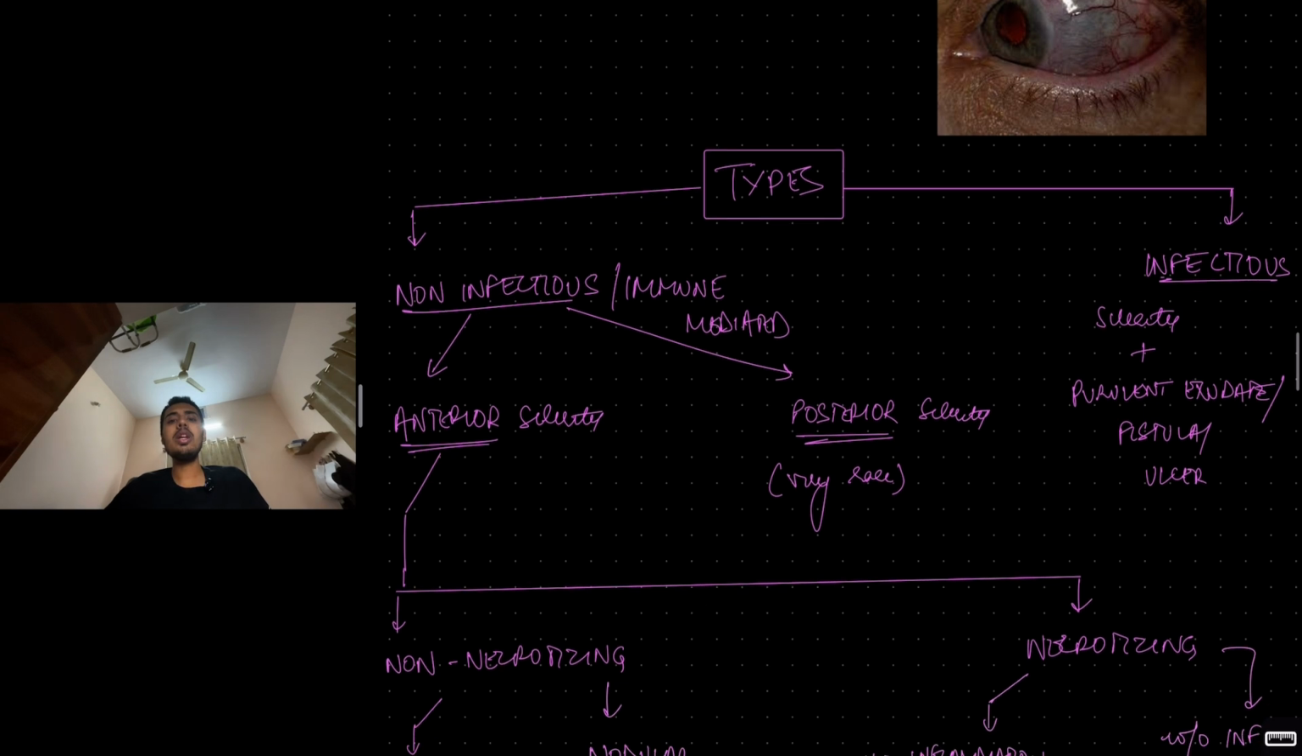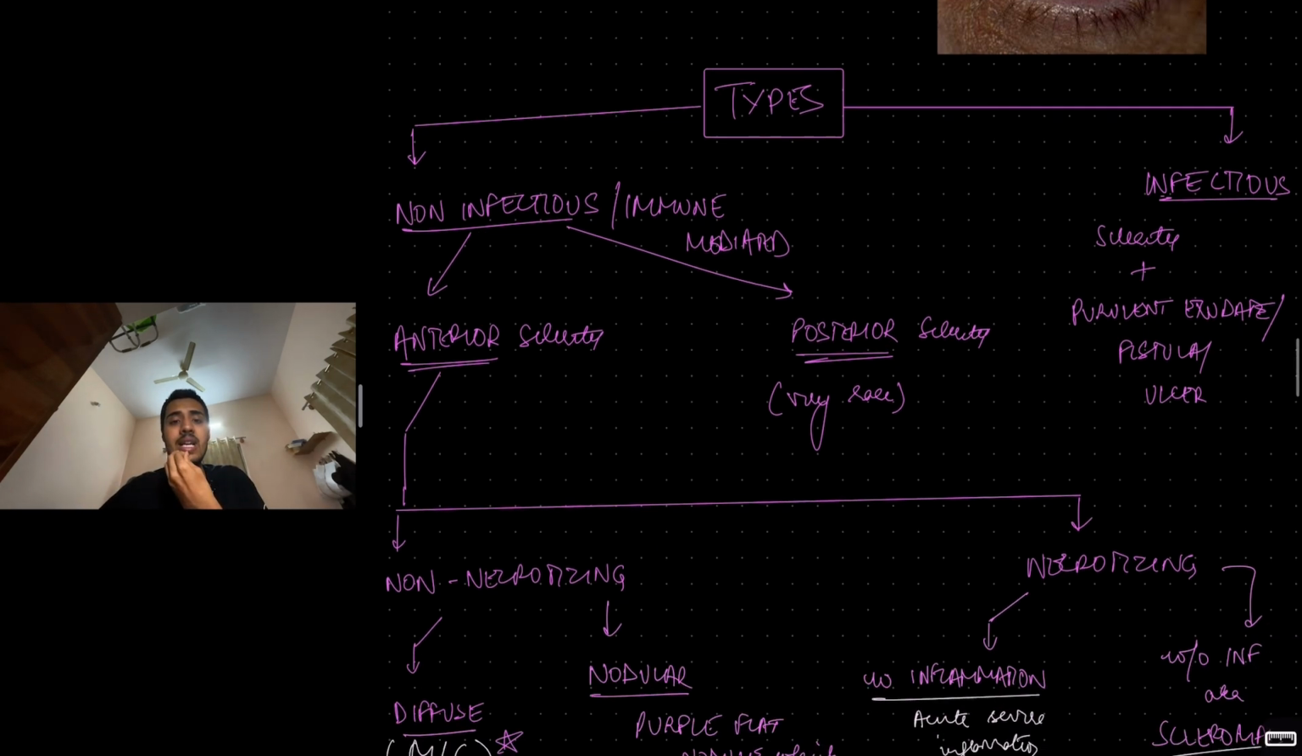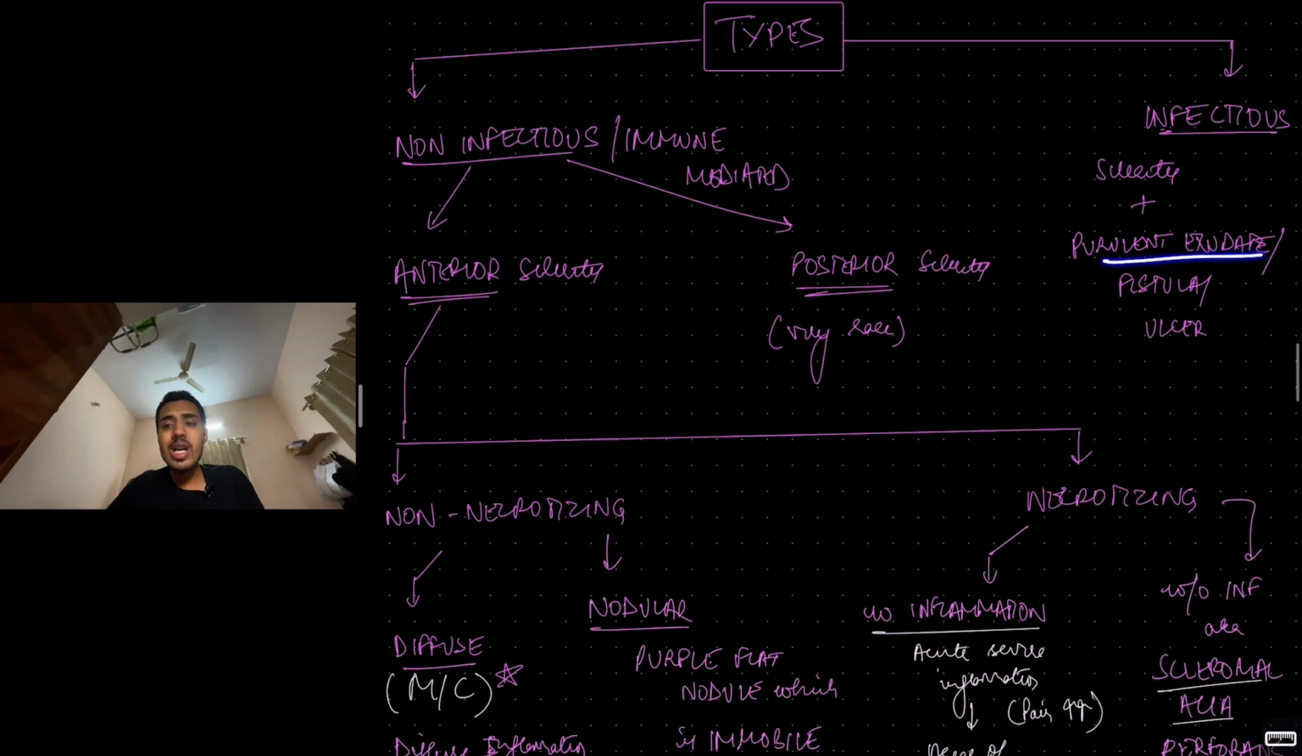Then coming to the types of scleritis. You have broadly infectious and non-infectious or immune-mediated. Immune-mediated, non-infectious, is more common. Now, infectious is when you have scleritis along with stuff like purulent exudate, pus, fistula formation, ulcer. All that is indicative of infectious. Especially purulent exudate is indicative of infectious scleritis.